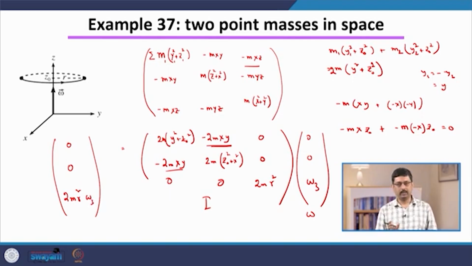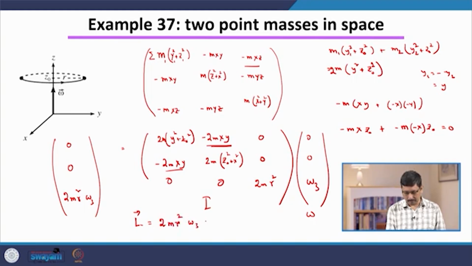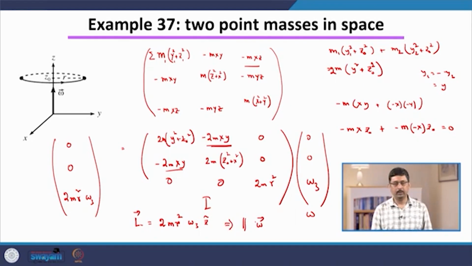So, notice a very interesting thing, that in this example the angular momentum is only in the same direction as the angular velocity. So, it is possible that the angular momentum can be in the same direction, but it can also be in a different direction.